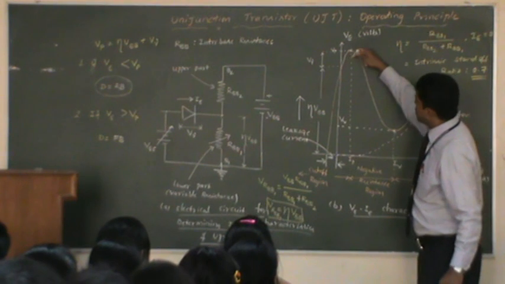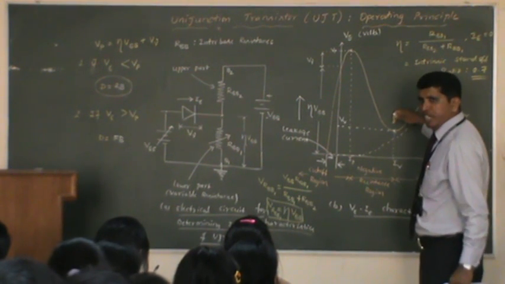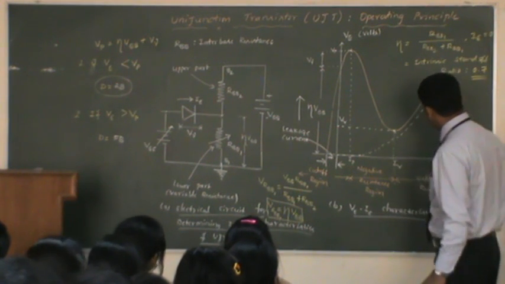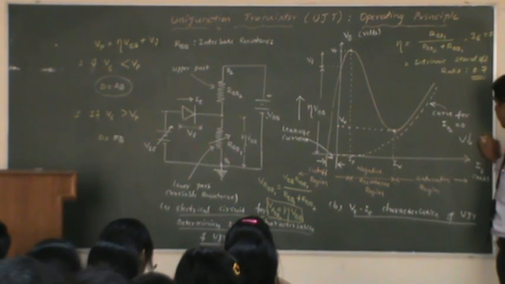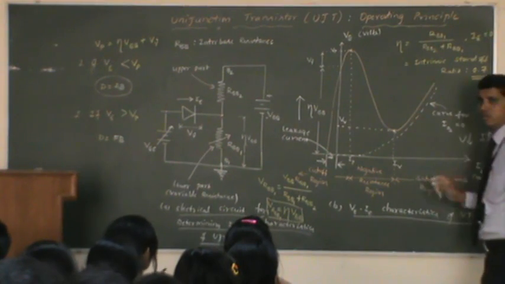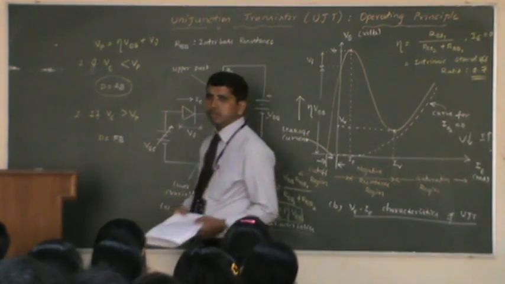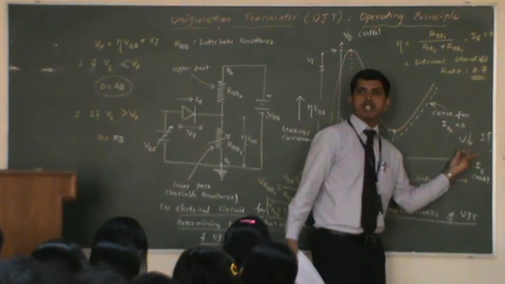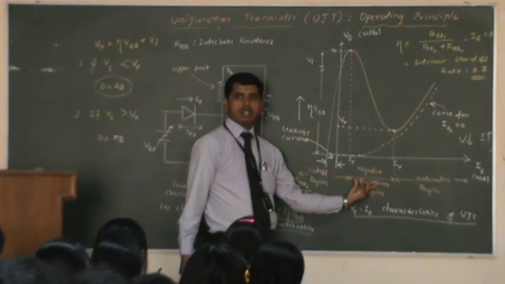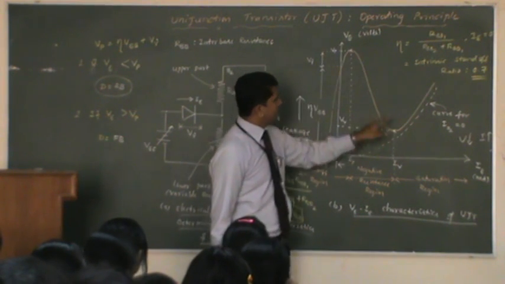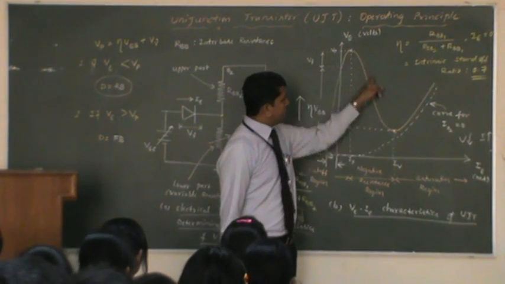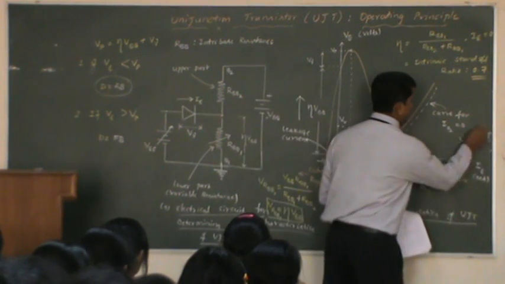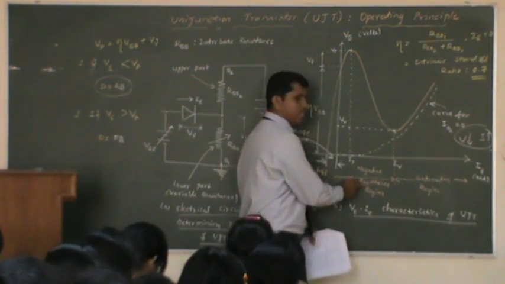You can look at the curve here. Voltage across UJT is decreasing. Current is increasing. See that voltage is decreasing, current is increasing across the UJT. This particular region is called the negative resistance region. Are you seeing here? In the region from here till here, voltage across UJT is decreasing, current is increasing. Because of this reason, you can call this region a negative resistance region.